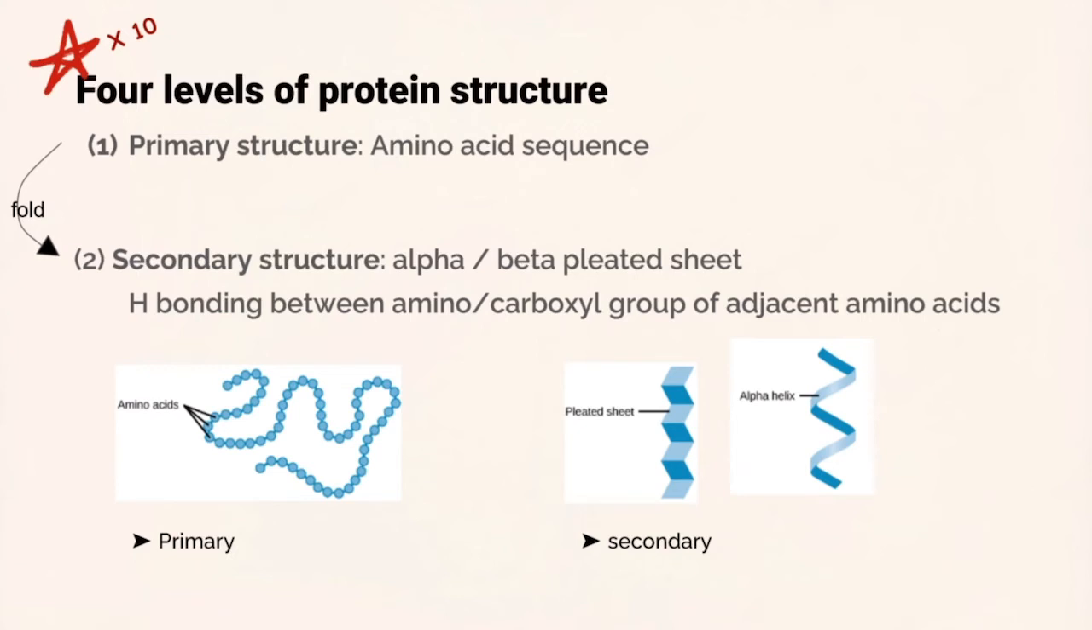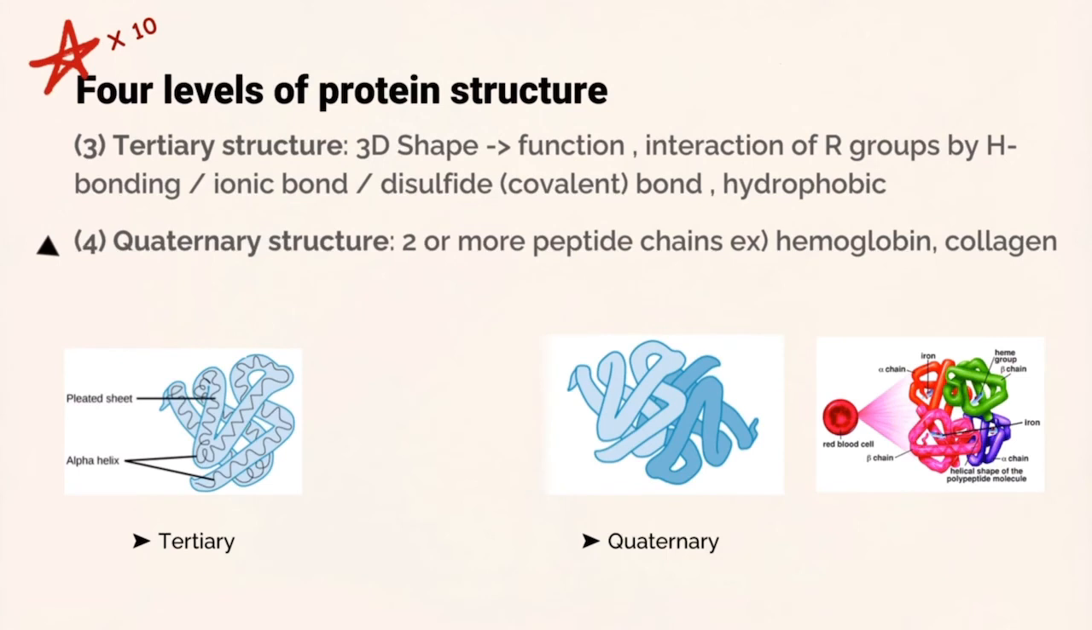In these 2 stages, the protein is not able to function yet. So for it to function, it at least should be tertiary structure. Tertiary structure is a 3D shape, and it does function. It is made up by interaction of R groups by hydrogen, ionic, or covalent bonding. Quaternary structure is made when 2 or more peptide chains are connected.